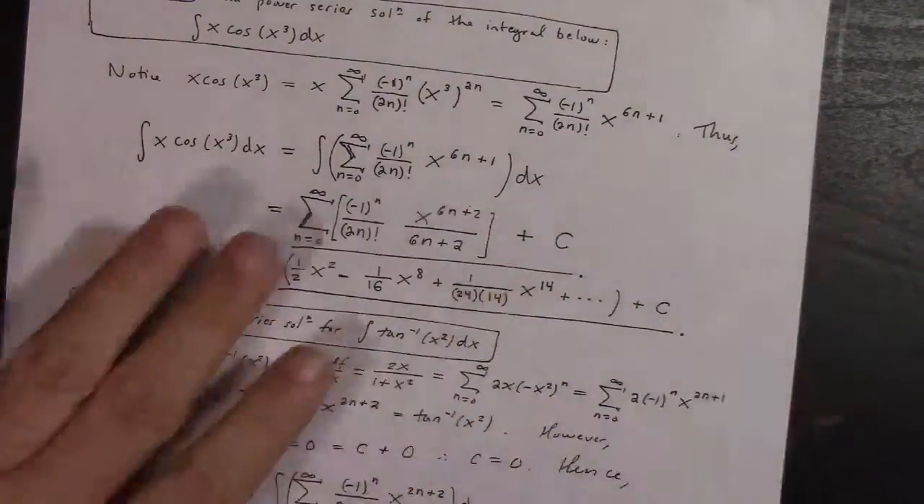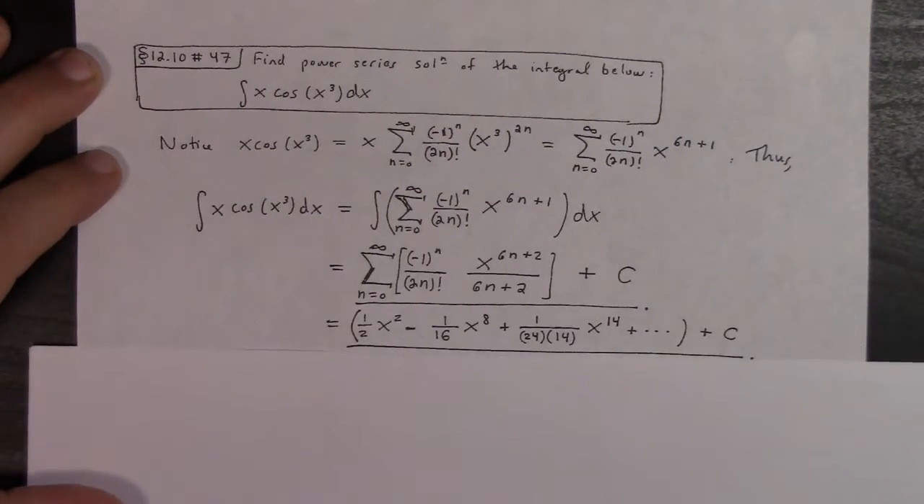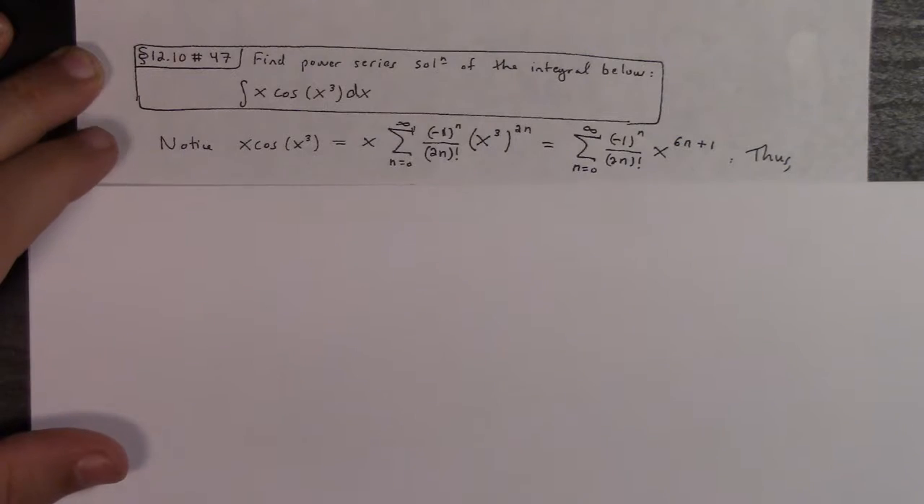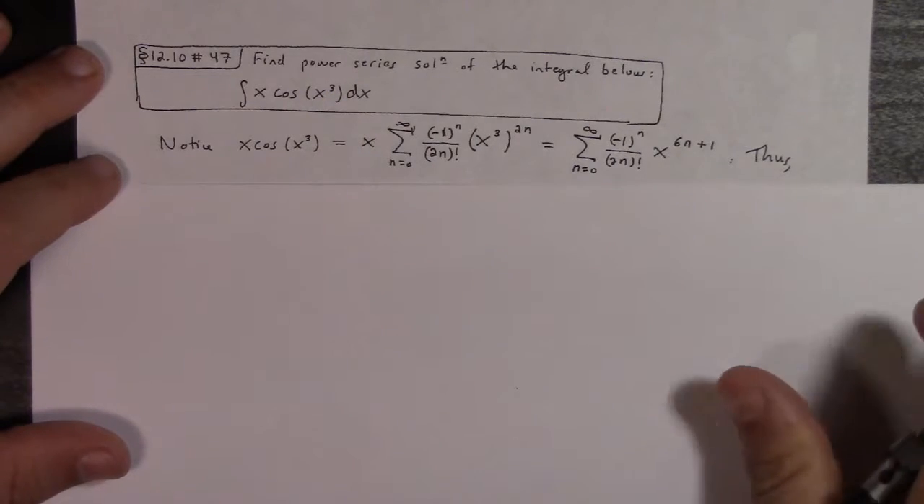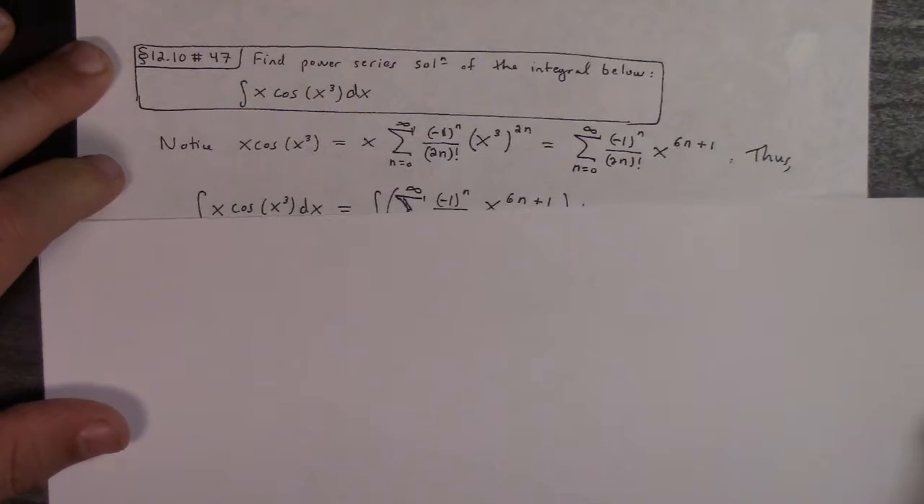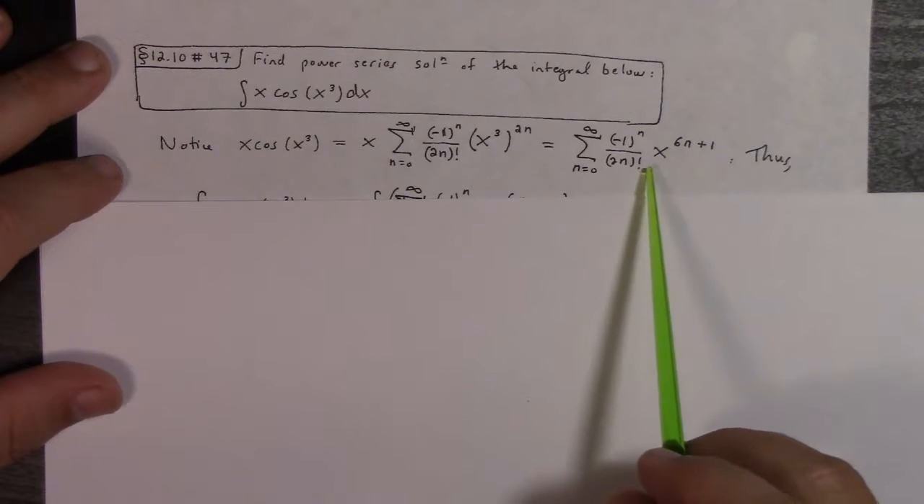Number 47. Find the power series solution of the integral below. So, x times cosine of x cubed. Now, maybe we could get lucky and do this by integration by parts. I don't know, maybe not. But we don't need to at the moment because we can find a power series solution.